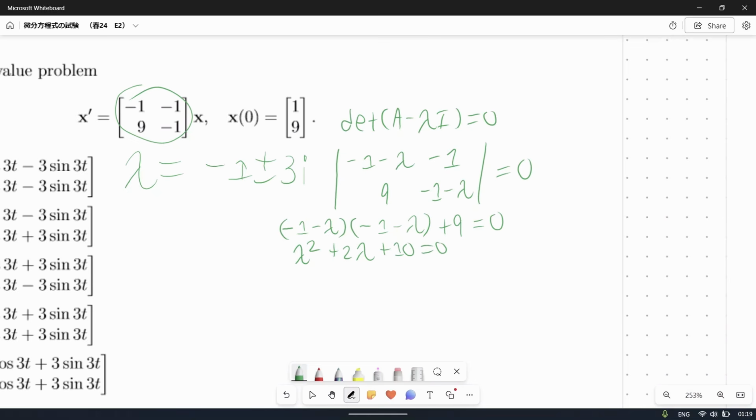And to find lambda from here, looking at this, I can't really factor it. So the other two ways to find lambda would be by completing the square or by using the quadratic formula. For this one, I'm going to complete the square.